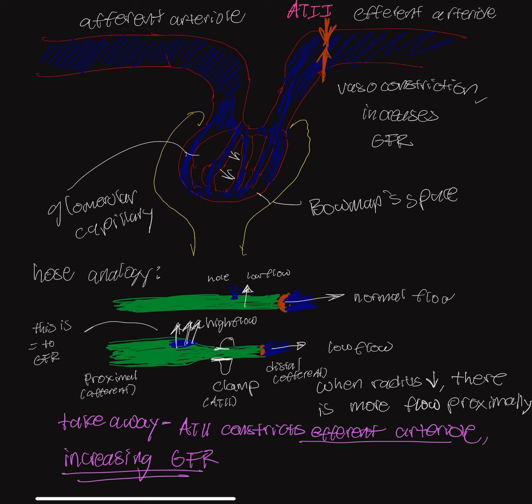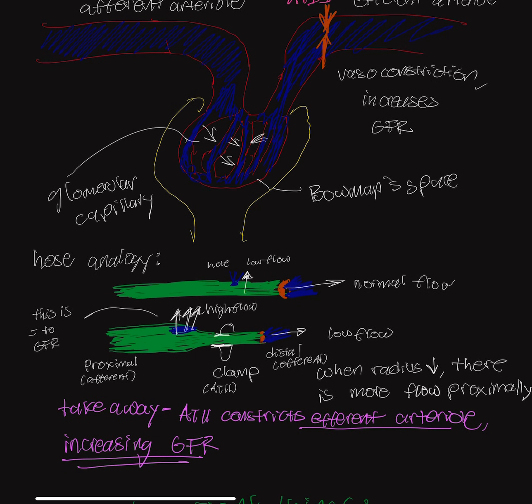I'm going to draw these arrows here showing how we have more filtration. And that's pretty much the same thing as the hose. I've drawn what each part represents in the hose as well. So we can see right here, the proximal represents the afferent arteriole, and the distal part represents the efferent arteriole. The clamp is basically what angiotensin 2 does, and the high flow is what's equal to a high GFR.